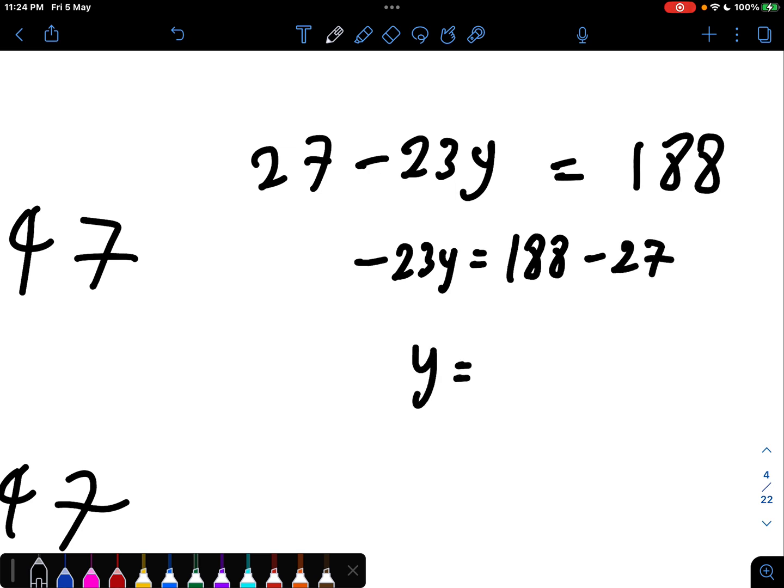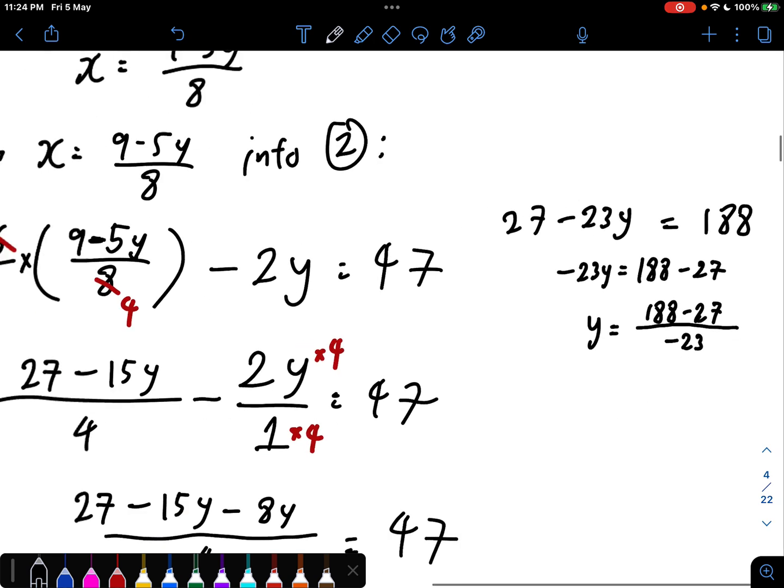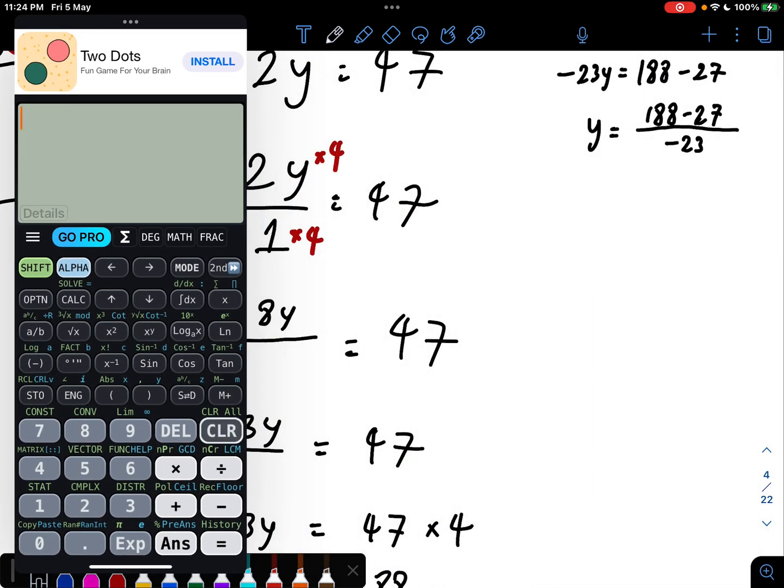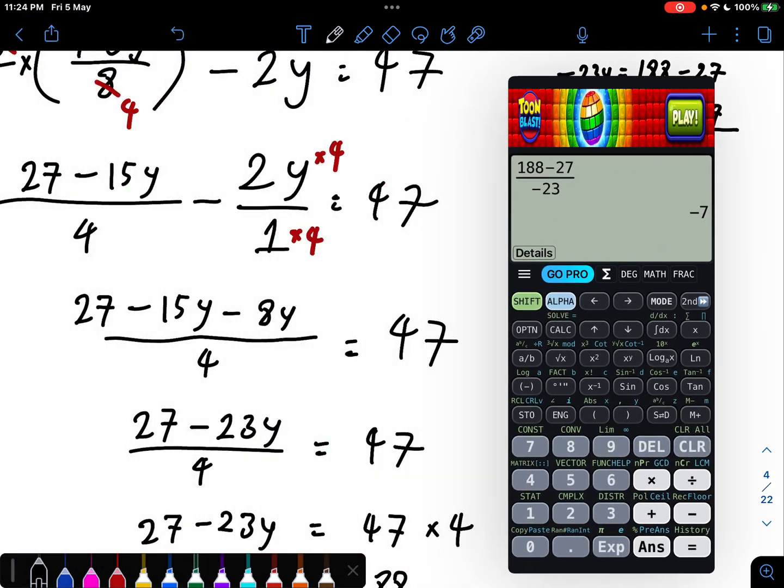Make y the subject now. I get 188 minus 27, all divided by negative 23. Then you can just type this whole thing in a calculator. Let me just bring it over to the other side. So you end up with fraction 188 minus 27 all over negative 23. What do you get? Oh, negative 7. Done. Same answer.